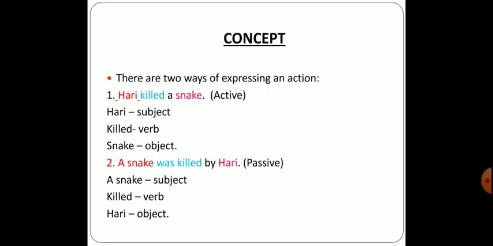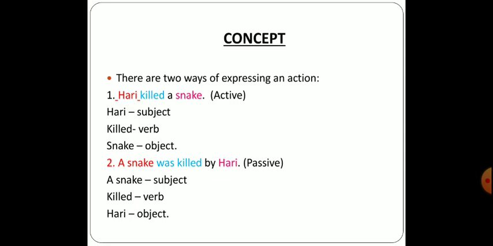Now let us understand the concept of active and passive voice. As you can see over here, a sentence has been written. Now what do you understand by active and passive, and why is it necessary? Over here the sentence is written in a different manner, but the meaning of the sentence should not change. It should remain as it is. That is considered as active and passive voice.